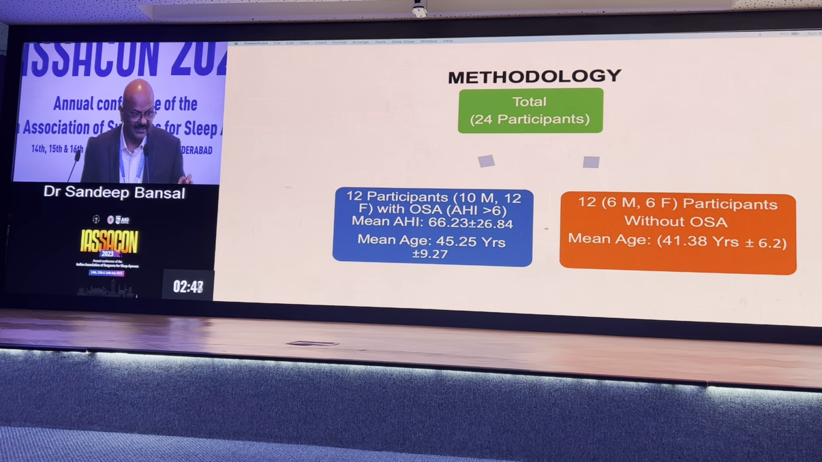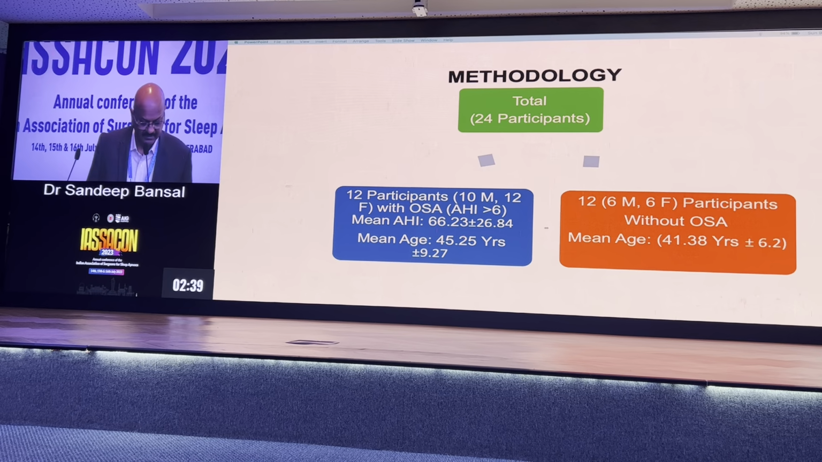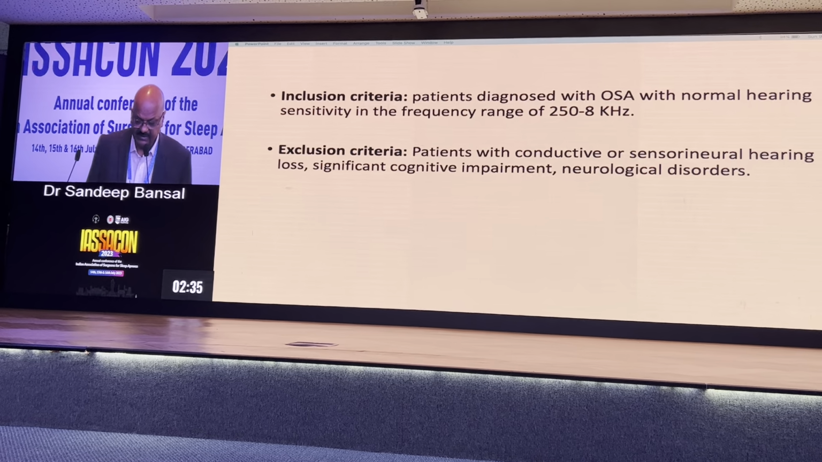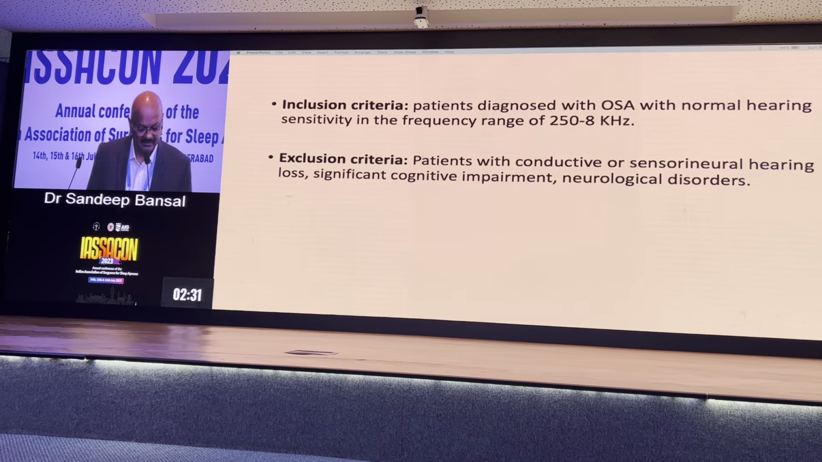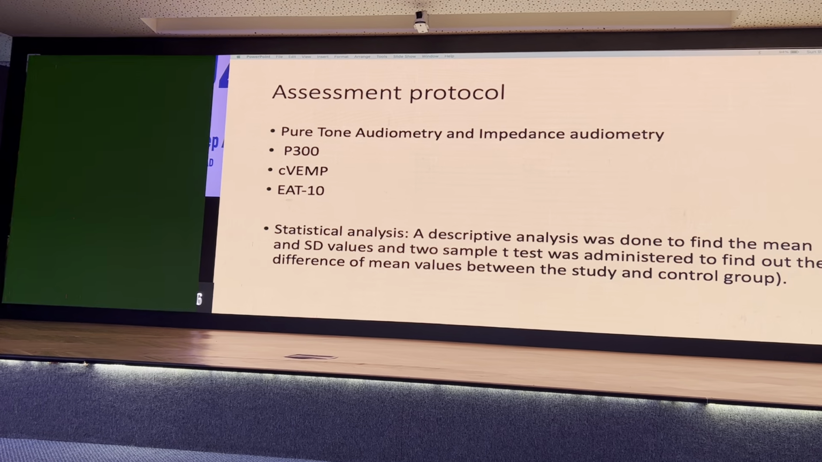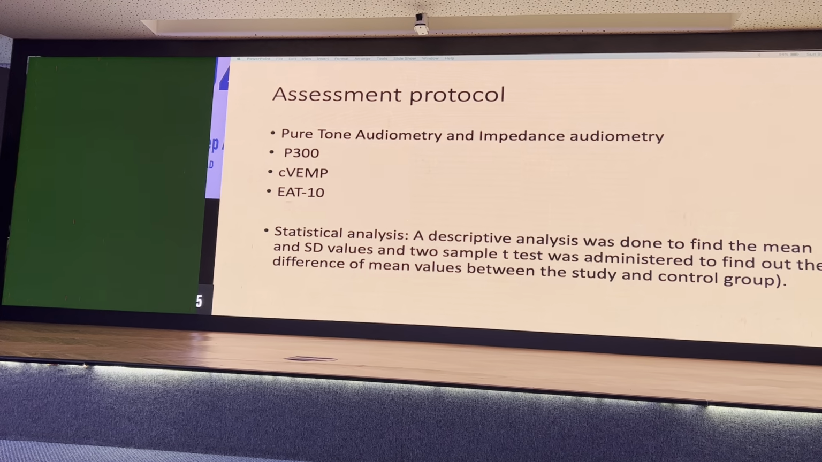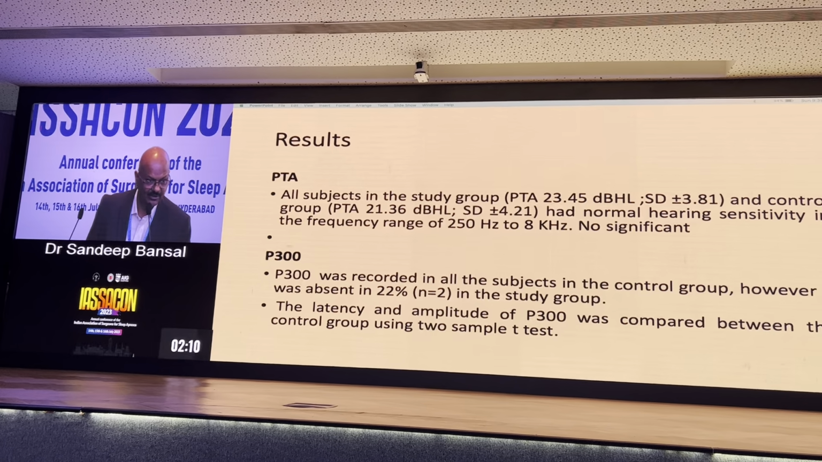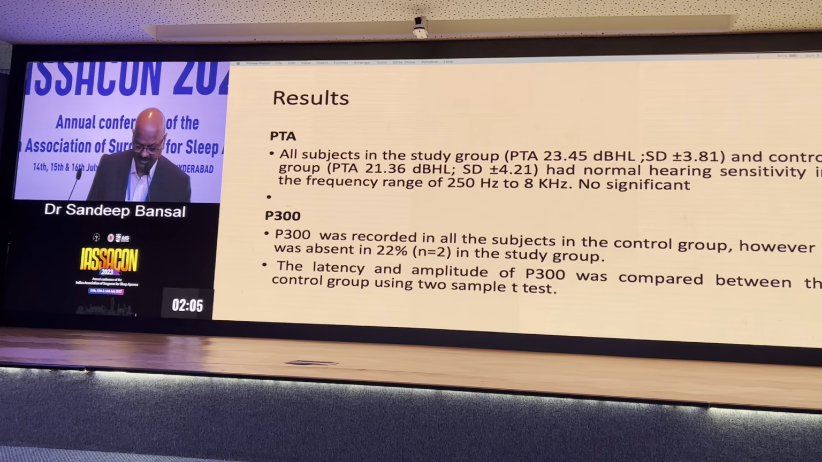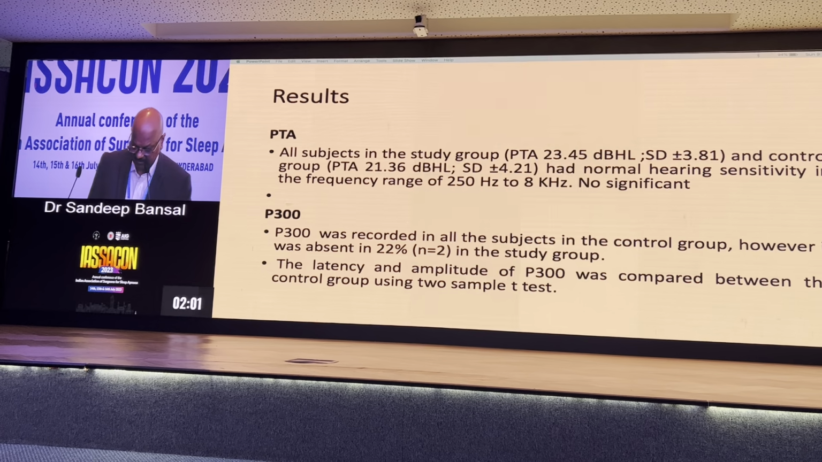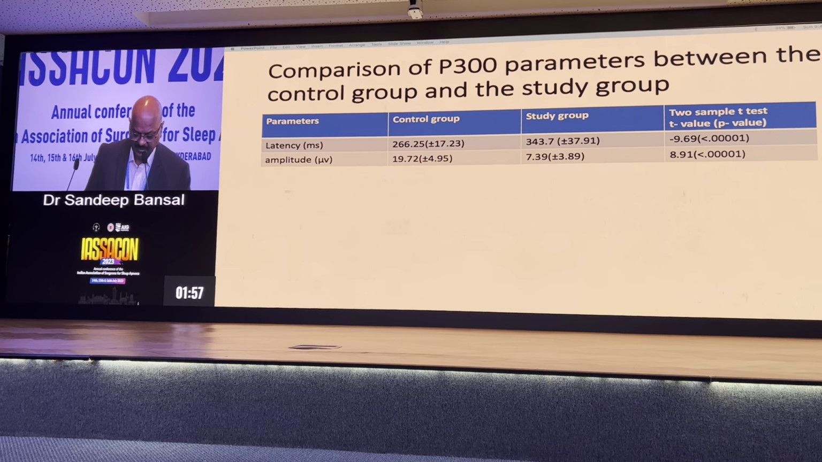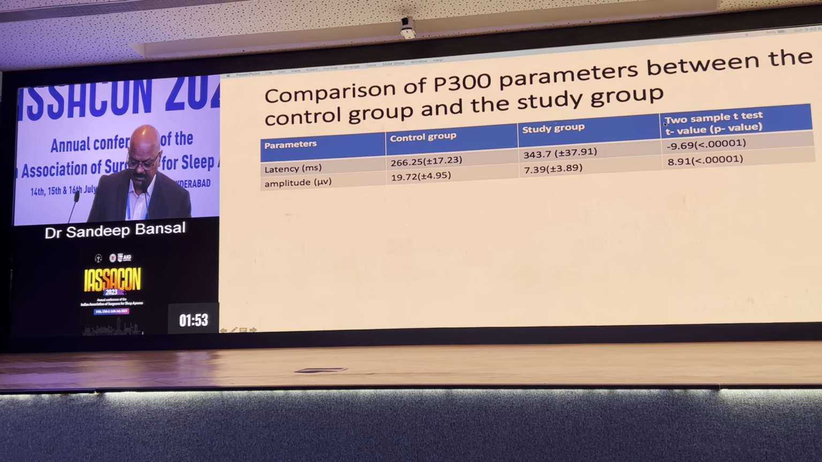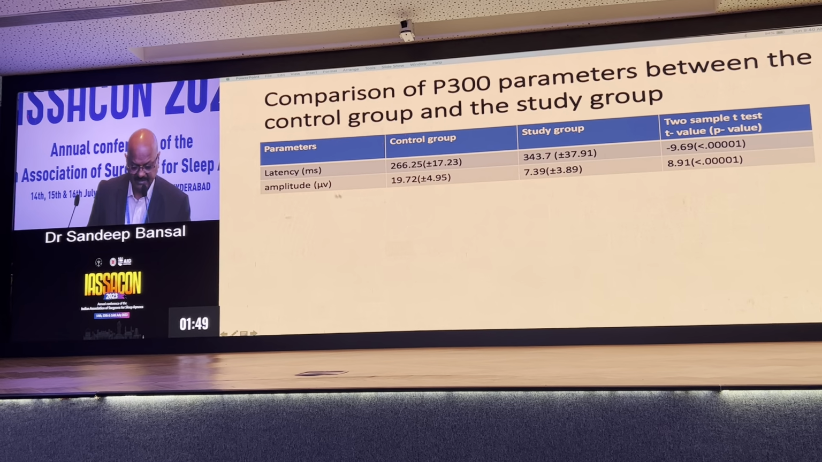So just for this talk, we did a very brief pilot study, 12 patients of OSA and 12 controls, 24 subjects. We did the EAT-10 score, we did a CVEMP, and we did the ERPs in these patients. And of course, there is not much for statistical analysis because it's a very, very small study. The P300 was recorded in all the subjects and the control group, and it was absent in 22% of the study group. So 22% sounds a huge number, but it is only 2 out of 12 because it's a small study. And the latency and the amplitude of P300 were compared with the control group using the 2-sample t-test, and both parameters were found to be significant.